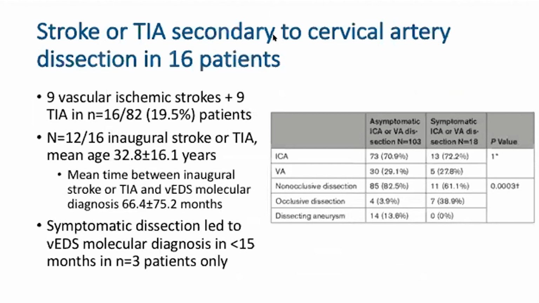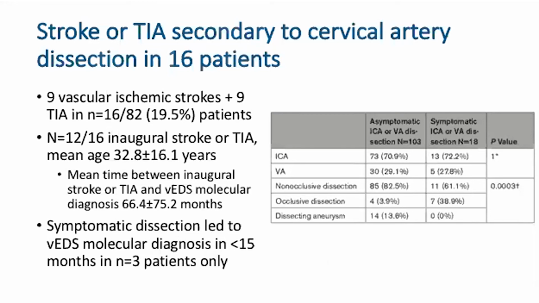Then we looked for neurological events secondary to cervical artery dissection. Stroke or TIA were described in 16 patients, 9 vascular ischemic strokes and 9 TIA, representing almost 20% of our patients. There were 12 inaugural stroke or TIA at a mean age of 33 years old. The mean time between inaugural stroke or TIA and vascular EDS molecular diagnosis was 66 months, sorry. The symptomatic dissection led to vascular EDS molecular diagnosis in less than 15 months in 3 patients only. So there was a great gap between the event and the molecular diagnosis of vascular EDS.